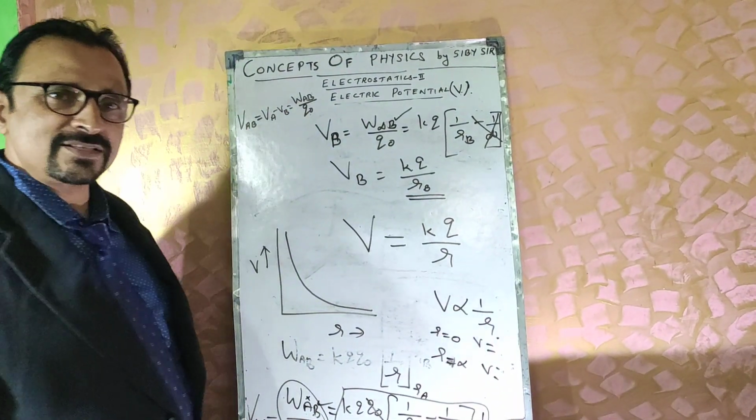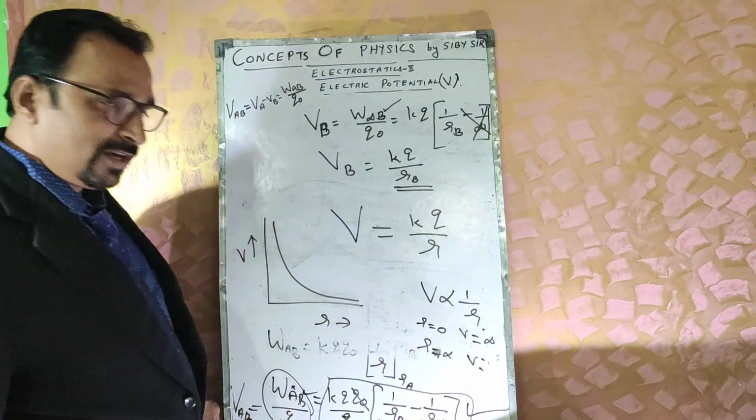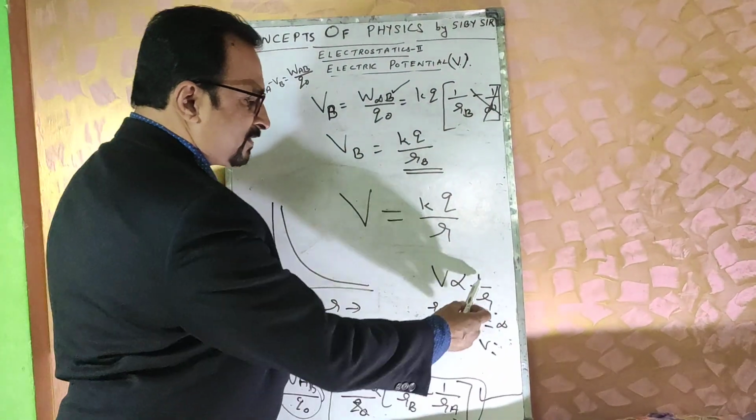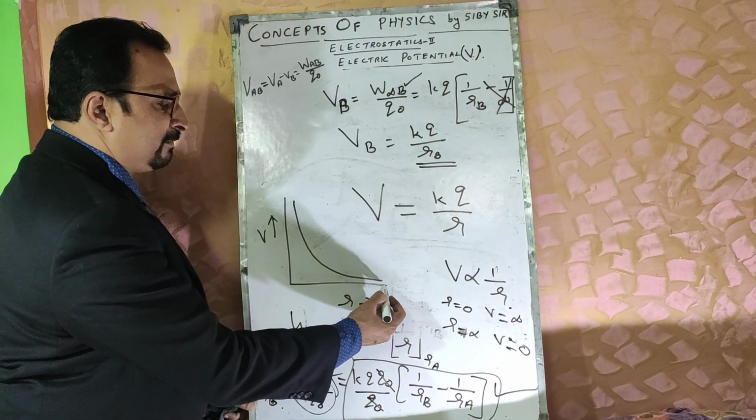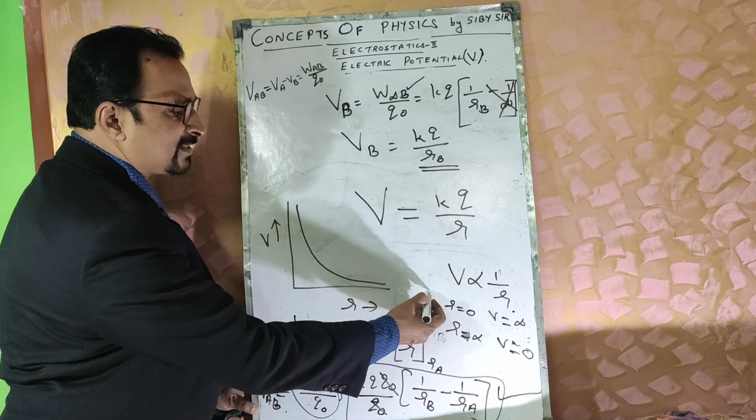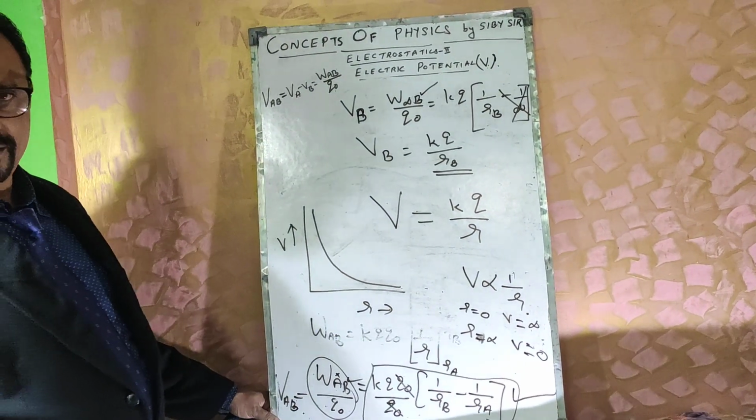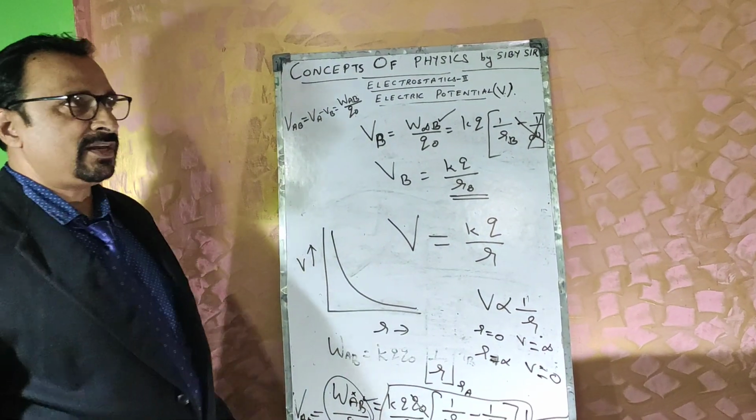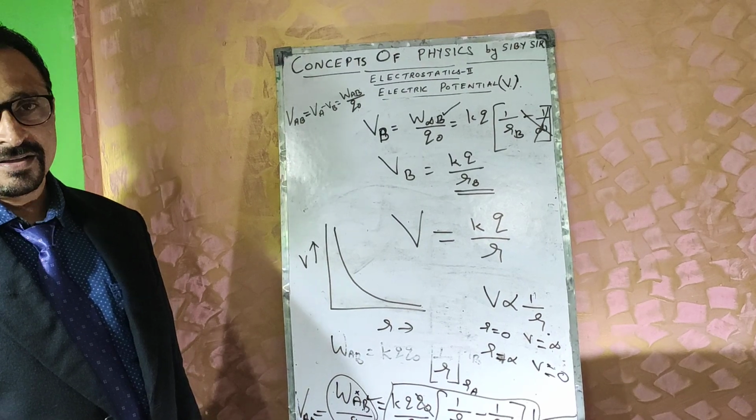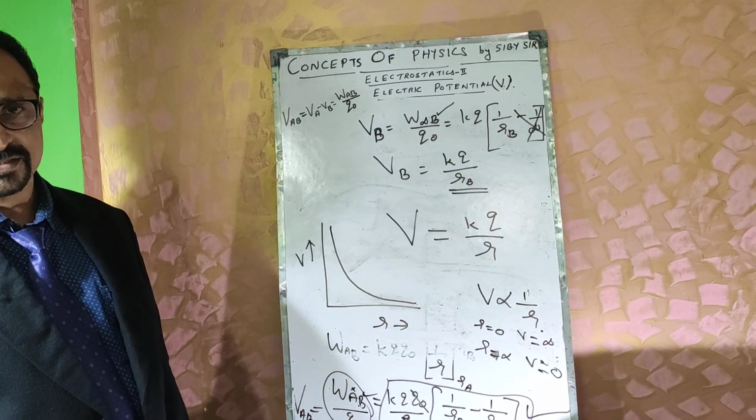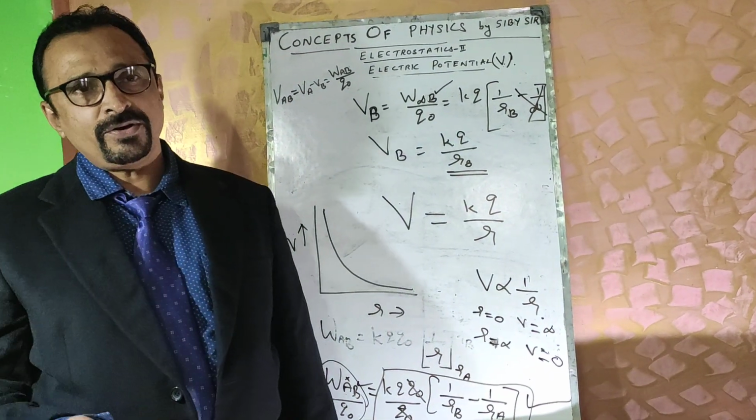Can you tell? If R is equal to 0, your potential is infinity, 1 by 0 is infinity. If R is equal to infinity, what is the value? It is 1 by infinity, that is 0. The potential is 0 at infinity, meaning the graph is touching the x-axis at infinity and the graph is touching the y-axis also at infinity. So this graph shows the variation of V with respect to R. What is R? Distance of the point from the charge. If the distance increases, it is very clear from the equation, potential decreases.